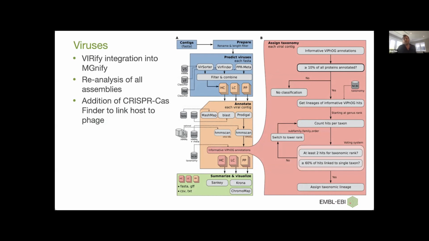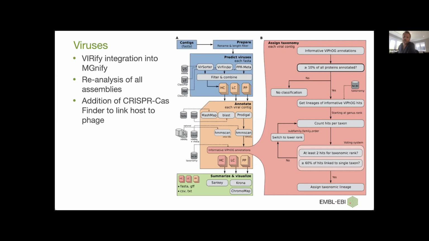And we'll actually be going back and reanalyzing all our assemblies, because you apply this to assembled metagenomes, and this is going to lead to a huge number of phage. As part of trying to link phage to genomes, we'll also be running CRISPR-Cas Finder, to use the spacers to actually link the phage to their host. And this is really a representation of the schematic of VERIFY.